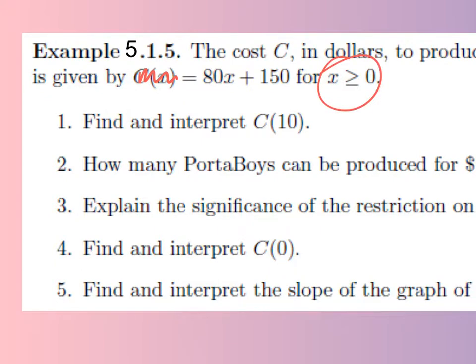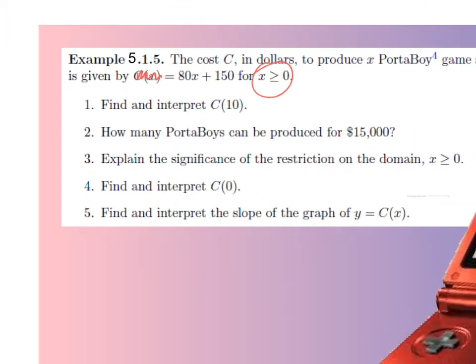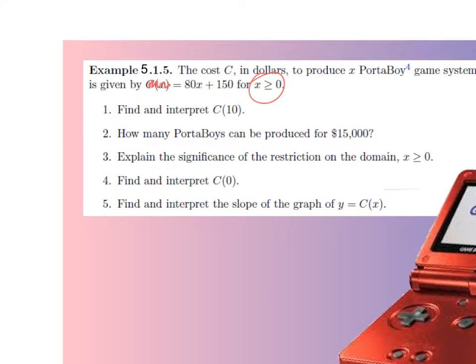What is this X is greater than 0 thing? It's called a domain. Why would we need that? Do you think you're going to produce negative numbers of units at your factory? Probably not. All right. Explain the significance of the restriction on the domain. That's what we're talking about. And then find and interpret C of 0.